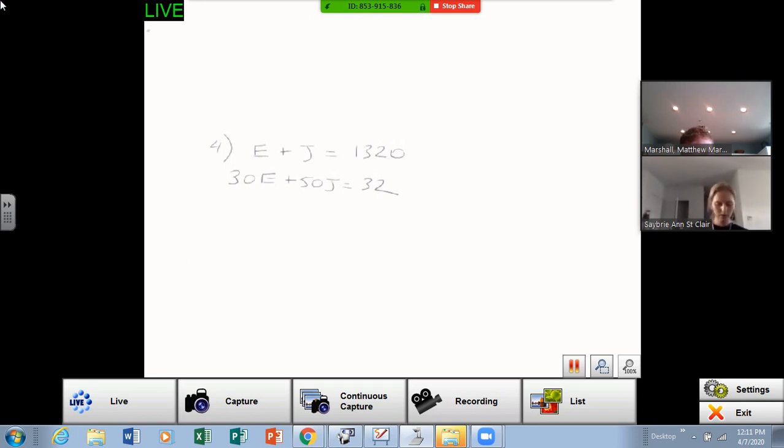Let me look at that, because say 30 gallons per hour, they used it for 32 hours. Let's see. I think that might work. 30 gallons per hour, 50 gallons per hour. They combine for 32 total hours.